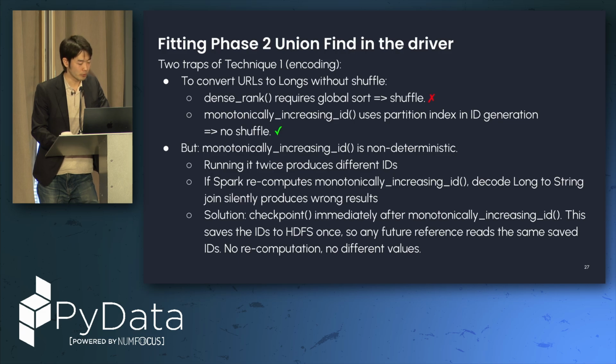Two traps of encoding. First, for the encode, you cannot use a global sort because it's going to cause a shuffle. So use monotonically increasing ID. But monotonically increasing ID is non-deterministic. That means running twice is going to cause different IDs. So we needed to use a checkpoint immediately after monotonically increasing ID. No recomputation, no different values.